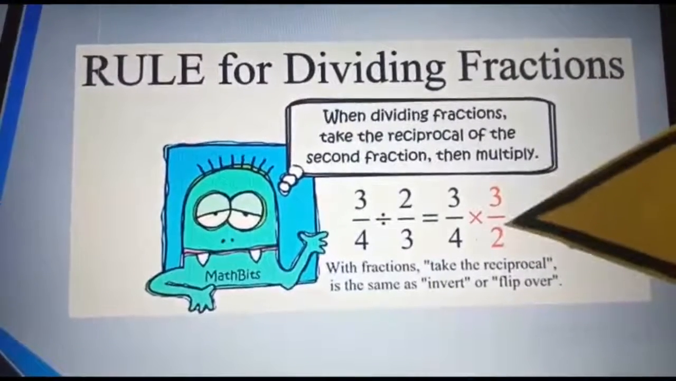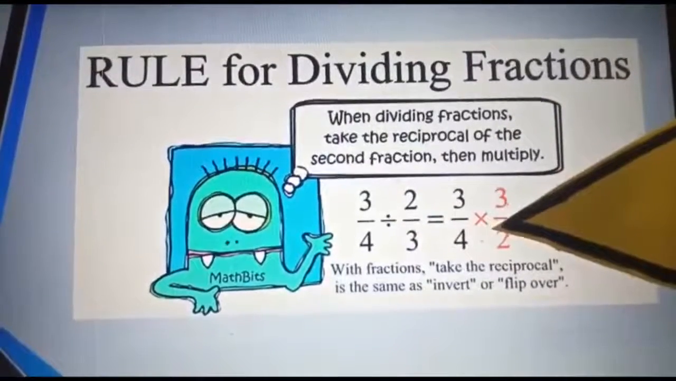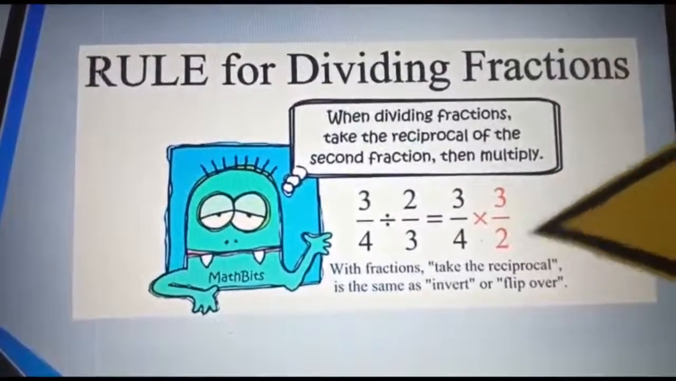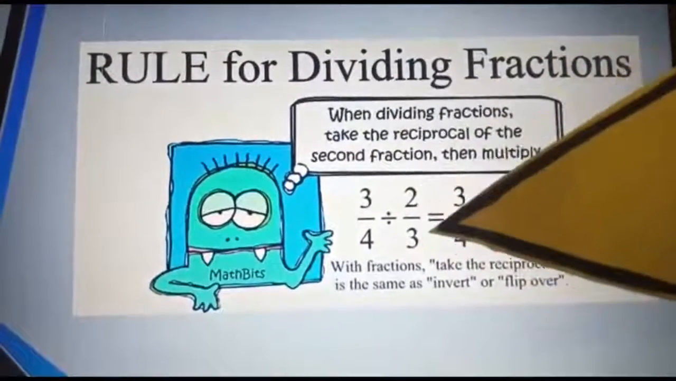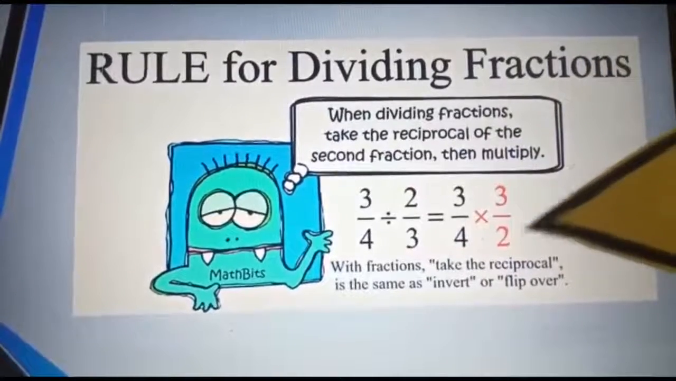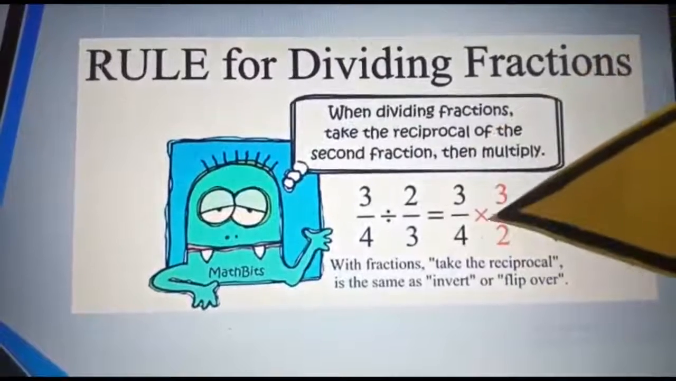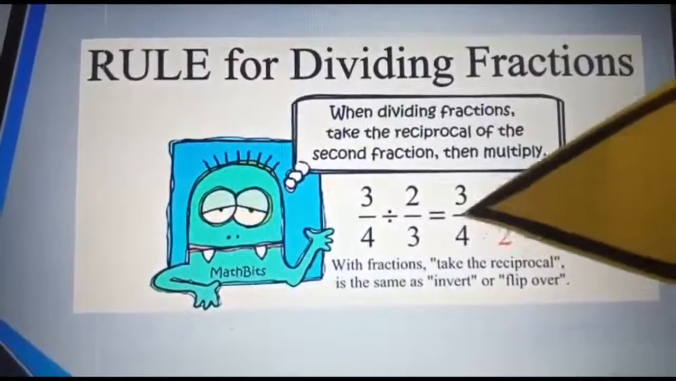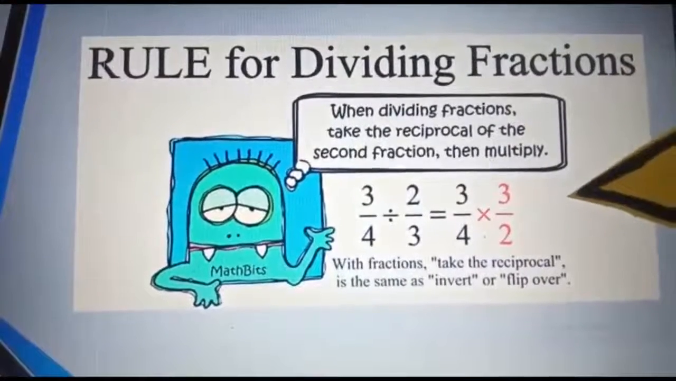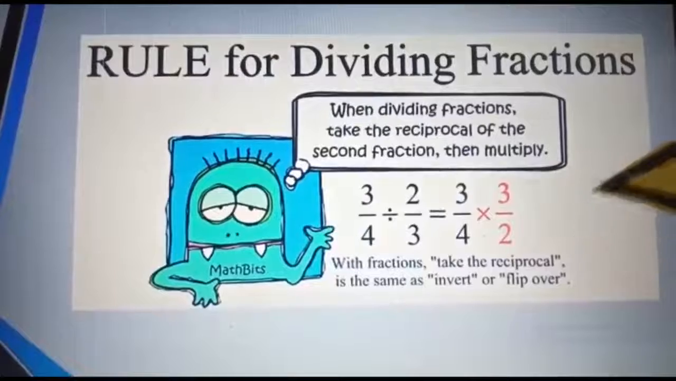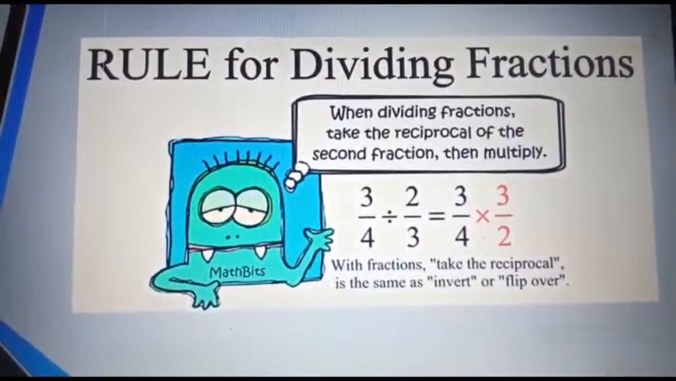When you take the reciprocal, the division is changed into a multiplication. Am I clear, children, on what I said? Again I'll repeat: 3 by 4 stays the same, and the reciprocal of 2 by 3 will be 3 by 2. At that time, the division symbol is changed to a multiplication symbol. Now we multiply the numerators and the denominators. What is 3 into 3? It's 9. 4 into 2 is 8. So 9 by 8. This is the rule for solving division of fractions.